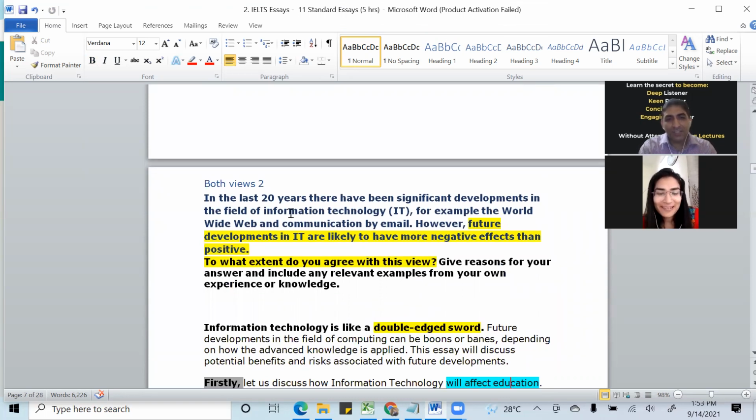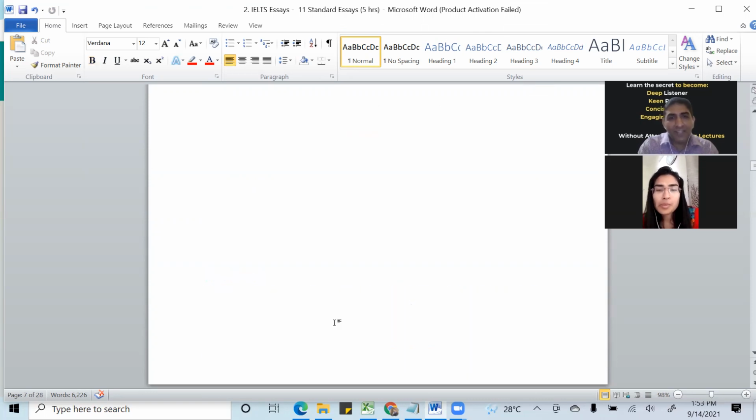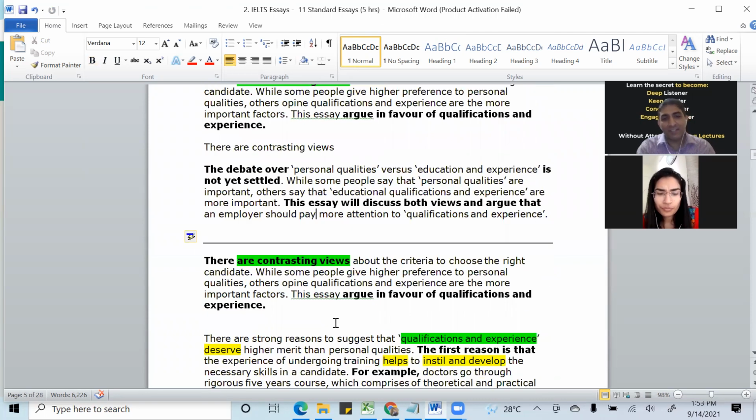Like for example, look at this. Information technology is like a double-edged sword. So this is again a phrase which you can use to develop your own writing. Double-edged sword means something which has got positive as well as negative aspects. So when you go to any essay, how should you read that essay? You should actually focus on the new phrases which you find there.